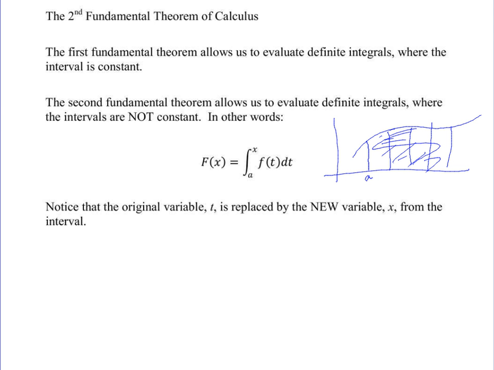So I'm just using a variable as the upper bound, even though I said earlier that the lower and upper limits have to be constant. So the result is the original variable t, in this case, is replaced by the new variable x, in this case, from the interval that you were given. That's the big key for the second fundamental.